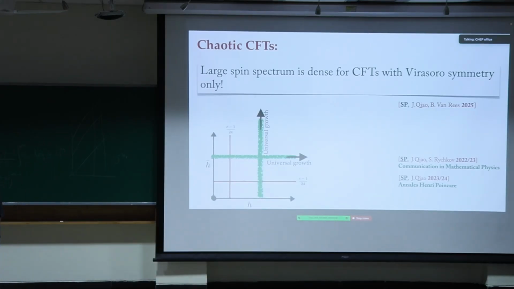They can also be chaotic. In principle, they can also be chaotic. Yes, if you go away from the free point, I think it's supposed to be chaotic. Exactly. But I think doing an explicit computation will be very hard, really going away from the free point.